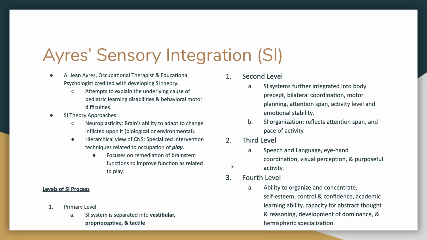The last level, the fourth level, is the ability to organize and concentrate, self-esteem, control and confidence, academic learning ability, capacity for abstract thought and reasoning, development of dominance, and hemispheric specialization.